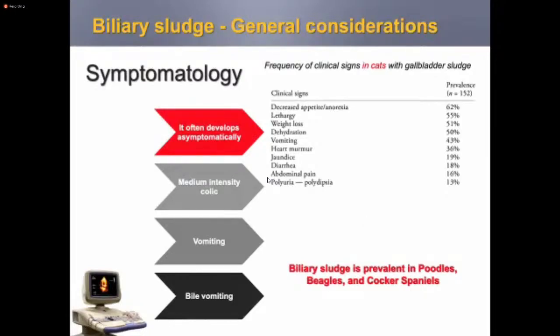But it's important to remember that biliary sludge in dogs is very often without clinical expression, often developing asymptomatically. We can talk in dogs about a medium intensity colic, sometimes vomiting from time to time, and bile vomiting. It's very important and specific for this type of vomiting, and the aspect of the material, of course, is important in order to suggest the diagnosis.